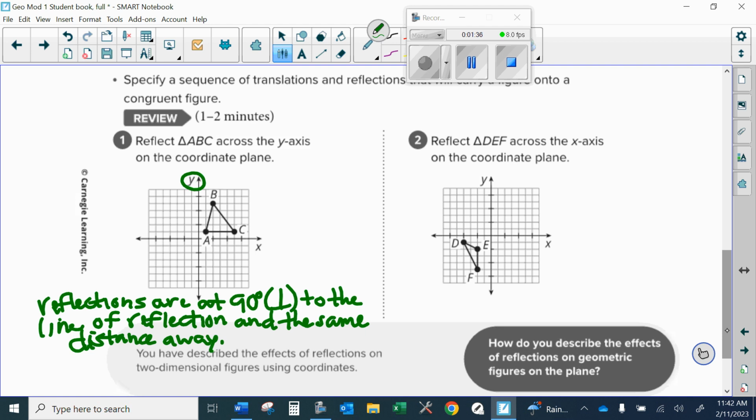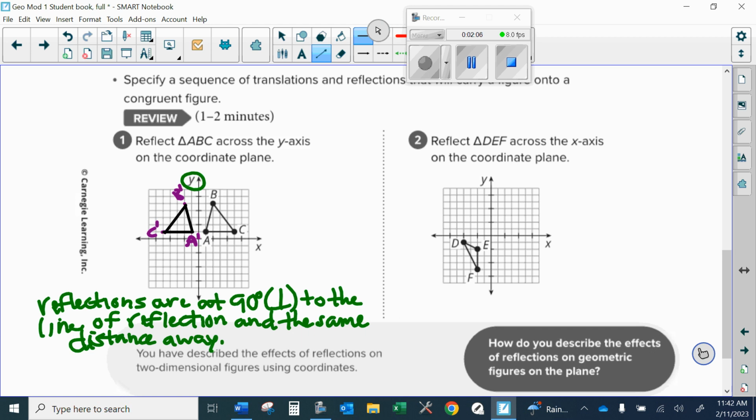Okay, so if we take point B here, and we go 90 degrees to the y-axis and go the same distance, which is 2 away, I go 2 away in the other direction. There's B prime. A is only 1 away, so 1 away, A prime. C prime is 1, 2, 3, 4, 5, so I go 1, 2, 3, 4, 5 over here, C prime. And then go ahead and reconnect those.